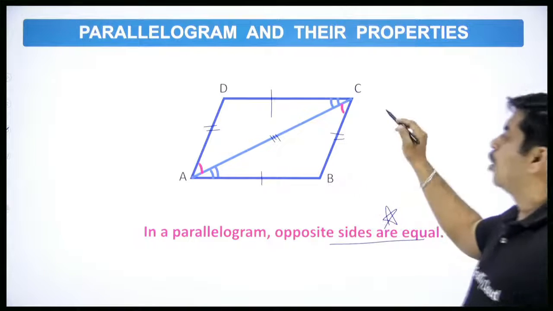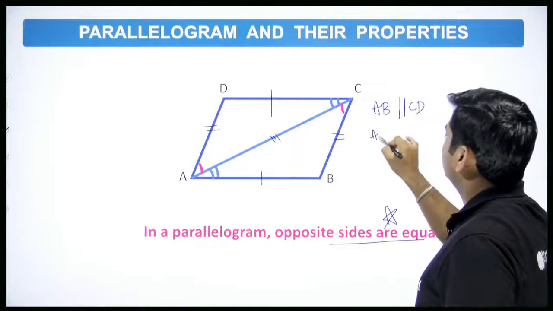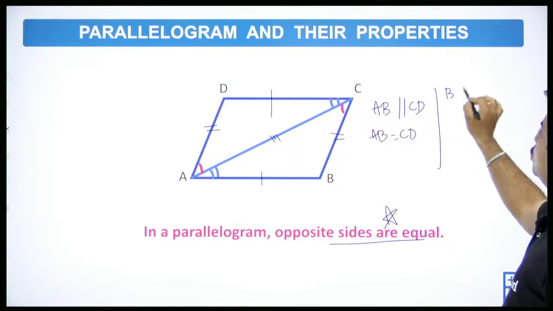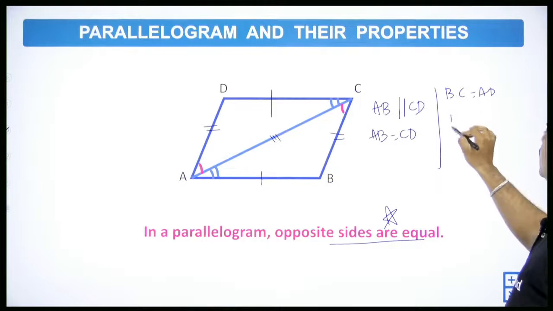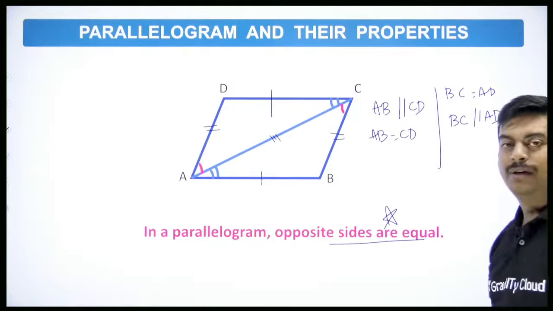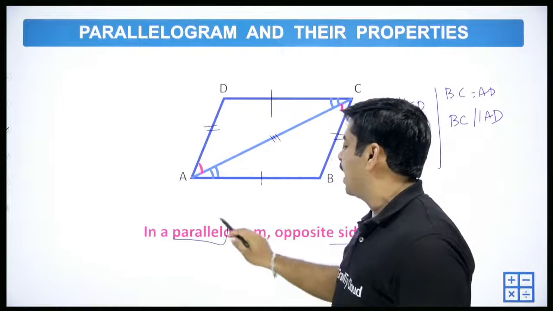So we can say that here opposite sides AB is parallel to CD as well as AB is equal to CD. And we have one more, which is BC. BC should be equal to AD, or we can say that BC is parallel to AD. Okay, both of them parallel as well as equal. Parallelogram, the name itself says that the sides should be parallel.